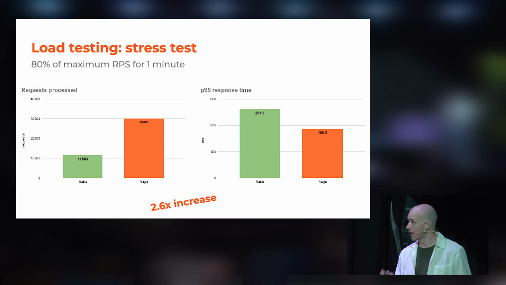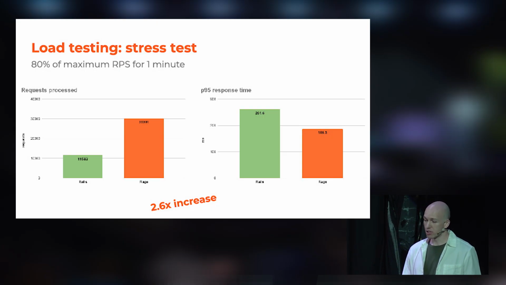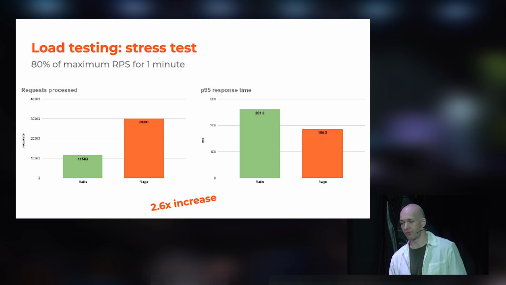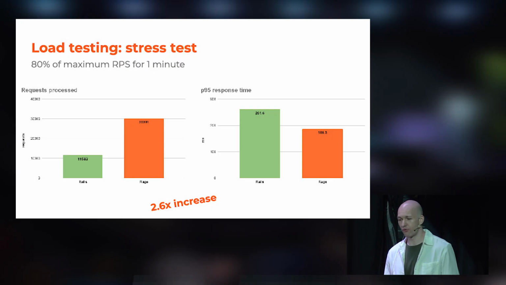So let's look at the tests. Same test, 80% of max load for 1 minute. While our Rails application was able to process 11,000 requests, the Rage application was able to process 30,000. So even in this case, we were able to process 2.5 times more requests while responding almost 100 milliseconds faster. This is possible thanks to Rage's connection pool. Rage has its own database connection pool implementation, and it can use it instead of the active records connection pool, effectively eliminating a big chunk of active record overhead.